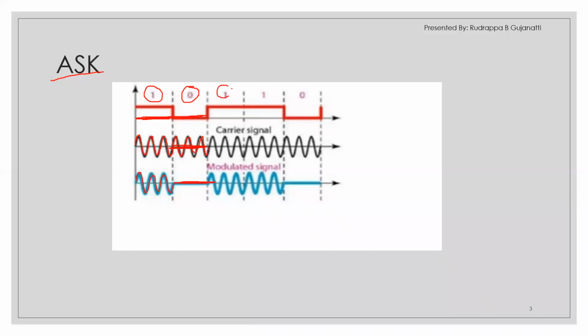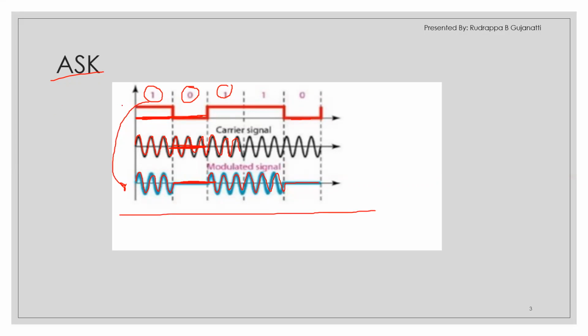Similarly, again it is 1, so you maintain the amplitude of the carrier, as shown over here. Again it is 1, you maintain the amplitude. Again if it is 0, you suppress the amplitude of the carrier to 0 volt. So in short, in layman's terms, if it is 1, you send the carrier as it is in the given bit duration. If it is 0, you make the carrier amplitude 0. So this is amplitude shift keying.